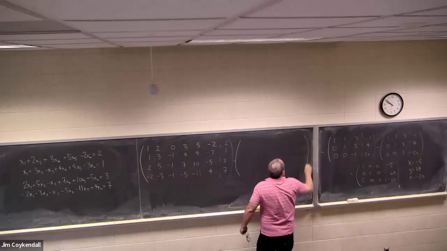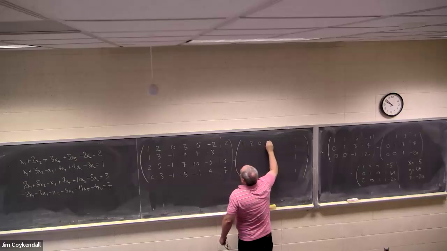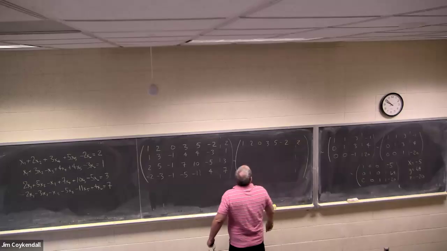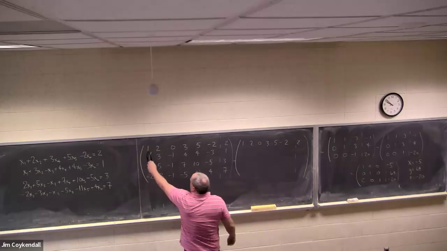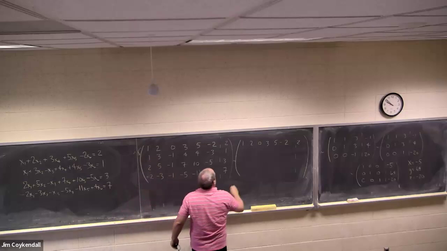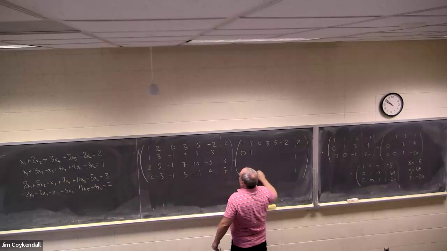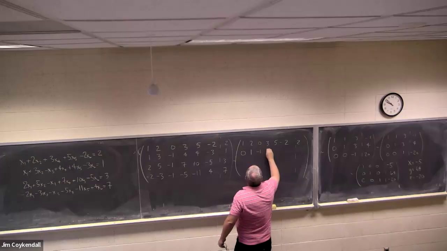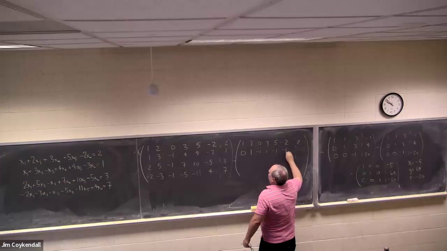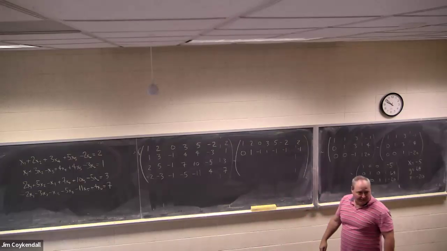I'm going to use the top row to take out everything under it. 1, 2, 0, 3, 5, minus 2, 2. Multiply this by negative 1. Take this out, and I'm going to get 0, 1, minus 1, 1, minus 1, minus 1, minus 1. Okay.